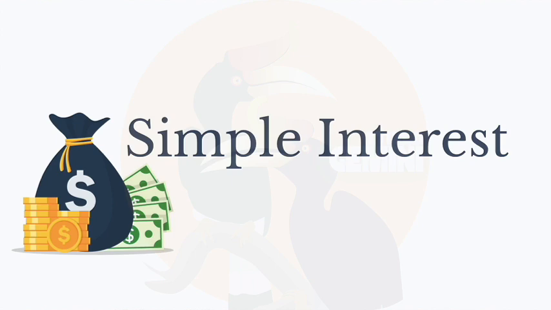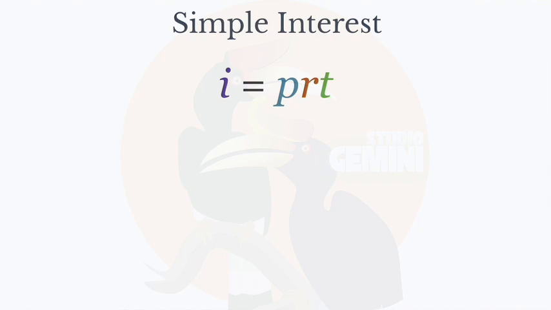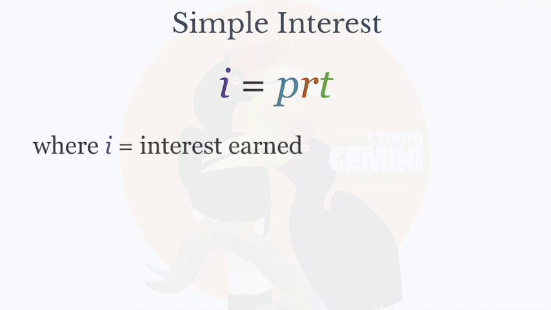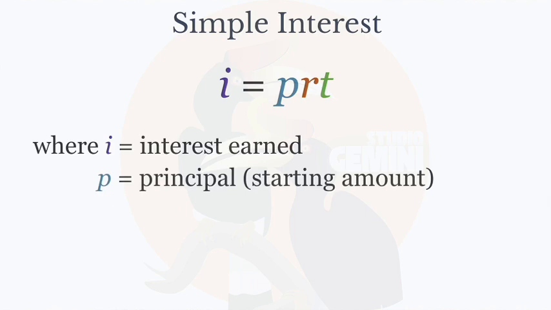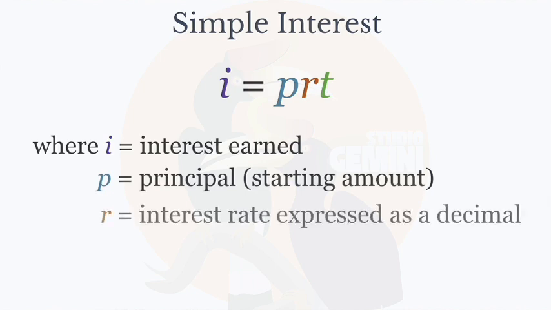The interest depends on 3 factors and can be found using this formula, I equals PRT, where I is the interest earned, P is the principal or starting amount, R is the interest rate expressed as a decimal, and T is the time in years. Now that we know the formula, let's use it to answer some questions relating to simple interest.